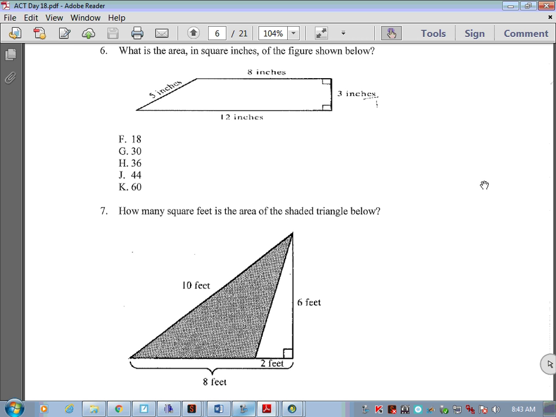I'm sorry, I said 5 and 7, 6 and 7. 6? Okay. What is the area in square inches of the figure shown below?